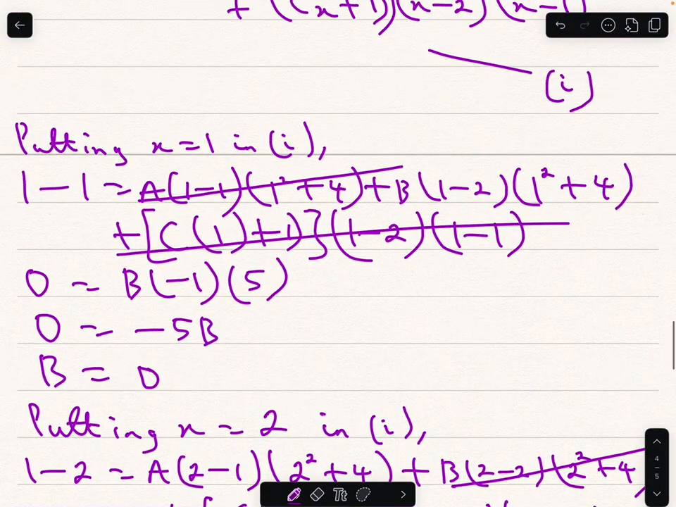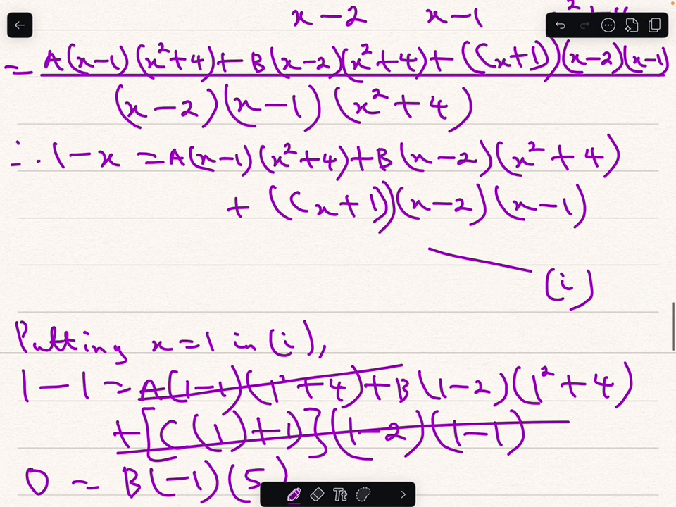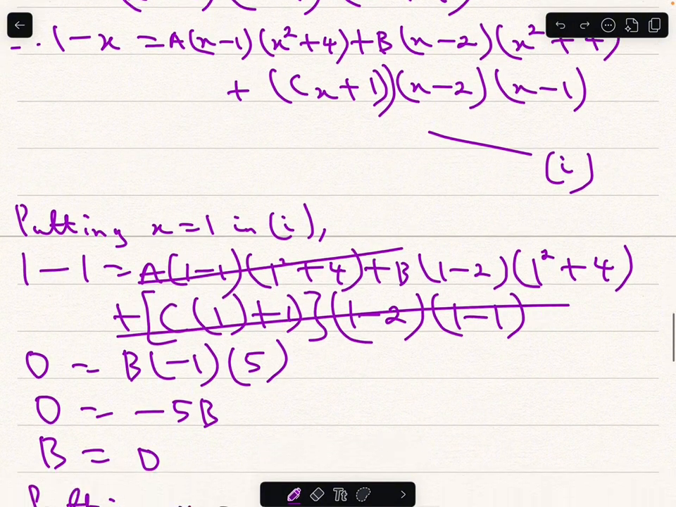What else can we do? At times you use both the cover-up method and the comparing coefficients method to get all of the constants. Now let's see, what other value can we put? Okay, let me put x equals 0. If I put x equals 0, it will make the equation simpler.